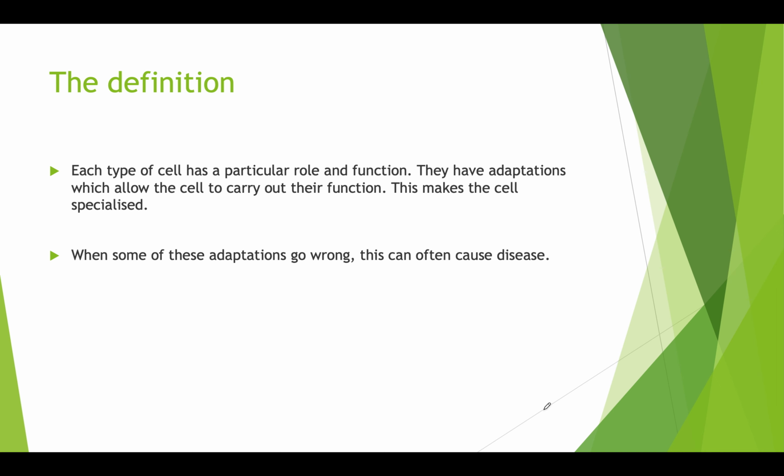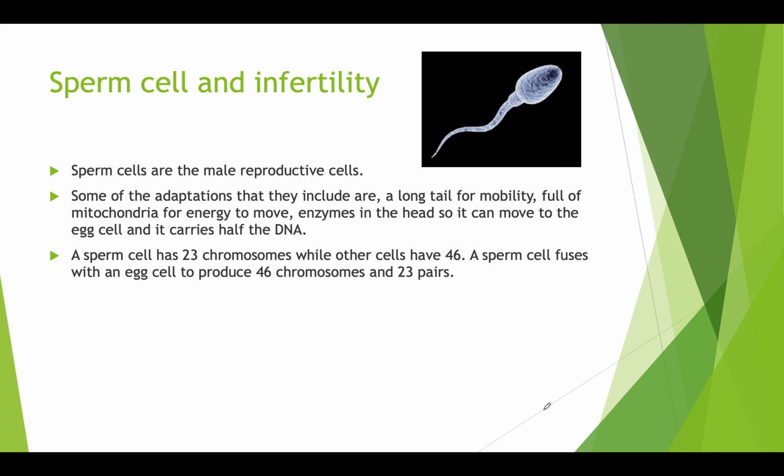Each type of cell has a particular role and function. They have adaptations which allow the cell to carry out their function. This makes the cell specialized. So all this means is there are many different types of cells in our body and they all have a different function. They are specialized in a different way. So when some of these adaptations go wrong, this can often cause disease. So let's start off with sperm cells and infertility.